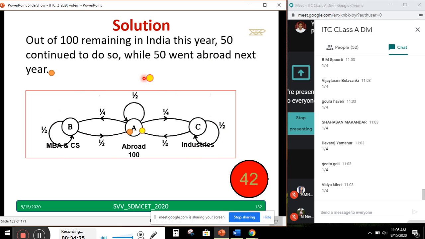Once your diagram is ready, solving is not a problem. All of you know how to find out HA, HB, HC, and how to find out H. But converting the statements that they have given into this diagram is very important in the beginning. So just copy down this. We'll go to the next slide.